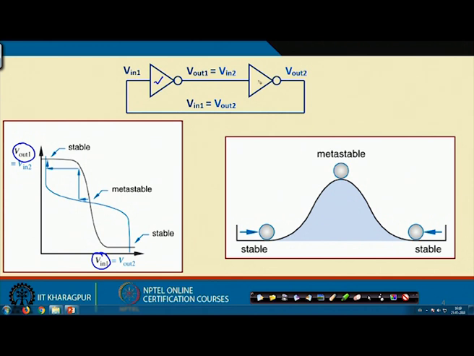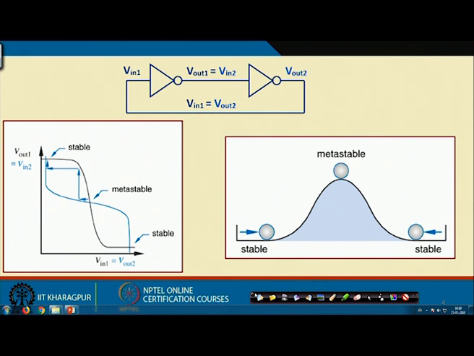So, to show the characteristic curve of the second gate, we just reverse the axis. Along the y axis we show the input V in 2, and along the x axis we show the output V out 2, and we have a similar curve like this. This is the blue curve shown like this. Now, we are showing both the plots on the same graph, because the output of one gate is actually the input of the other gate.